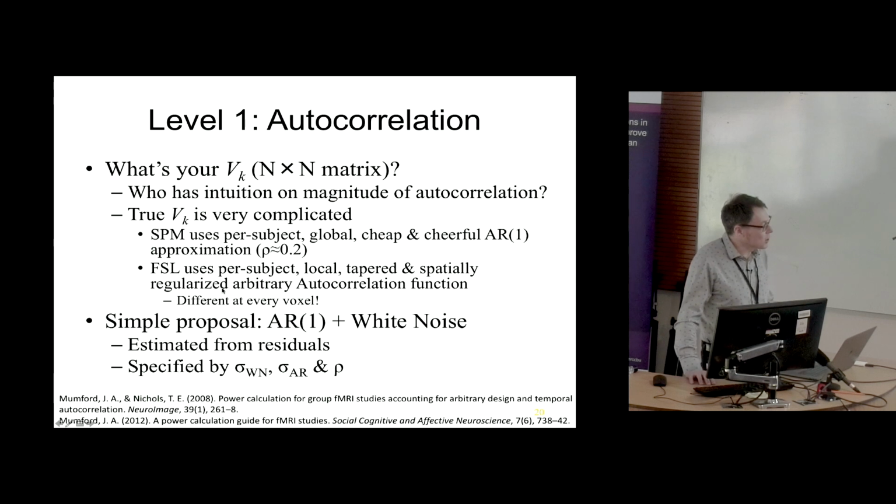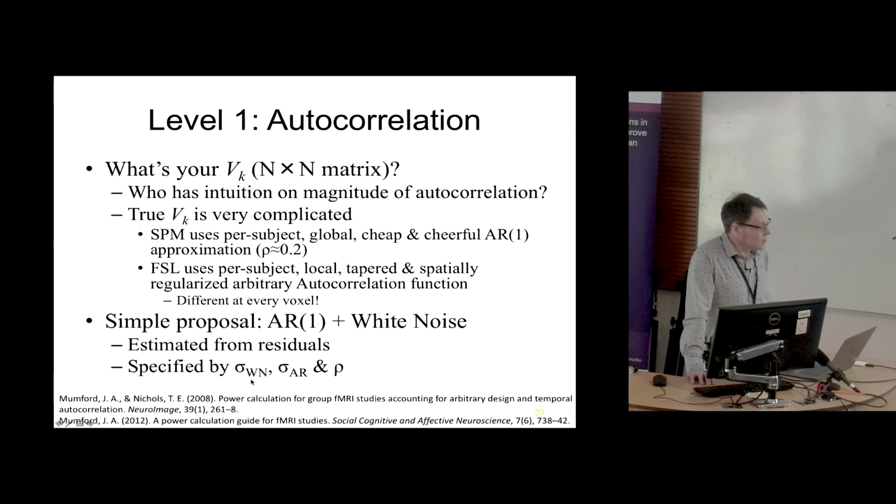This is more flexible, but then has more parameters. And if you're going to do a detailed power analysis, you need to tell people what it is that you use. So we decided on using this simplification. Let's assume that the autocorrelation in our fMRI data at the first level has this form, an AR1 plus white noise model. And then we just need these three parameters to describe it.